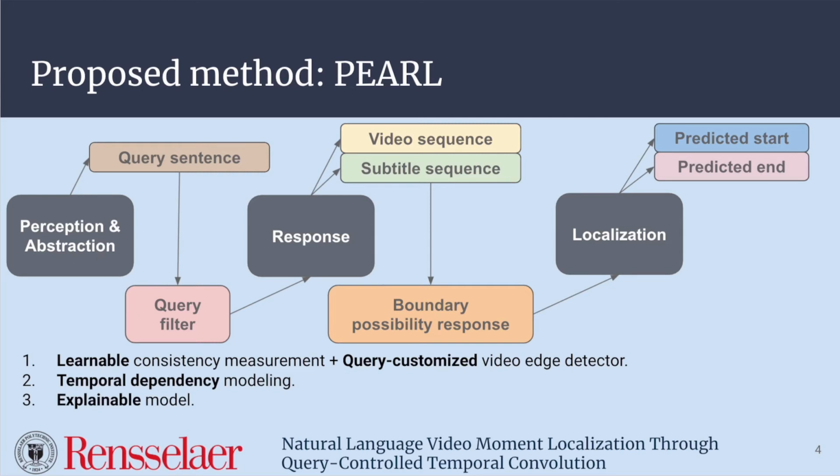So this is a little bit different from a typical image filter such as Laplacian or Sobel, or the randomly initialized filter in CNNs. So in our work, we convolve the constructed query filter with the given video and subtitle to get a boundary probability response. The final prediction is generated by fusing the information in the video and subtitle together.